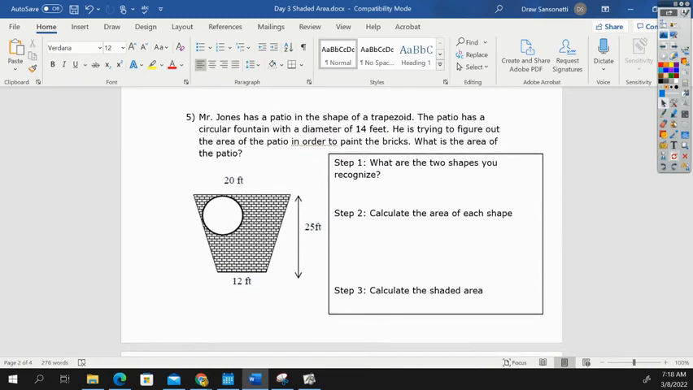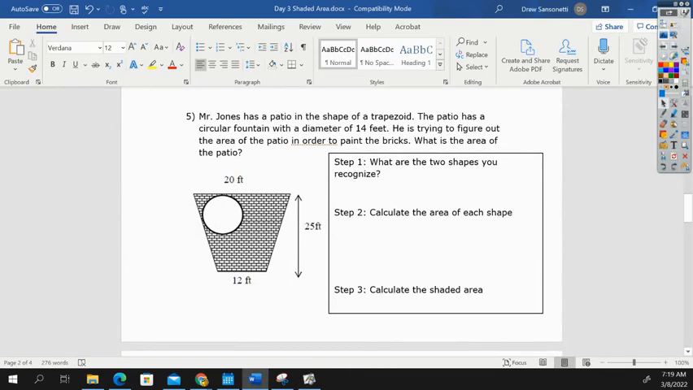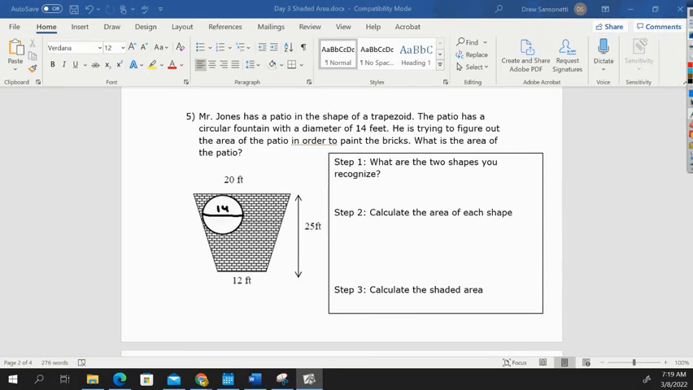So this one says, Mr. Jones has a patio in the shape of a trapezoid. The patio has a circular fountain with a diameter of 14. So they haven't showed us that. That's why we read the problem. We need to make sure we go across and say, hey, here's our diameter. Let's mark that down and write 14. So we got a diameter of 14. He was trying to figure out the area of the patio in order to paint the bricks. What is the area of the patio?